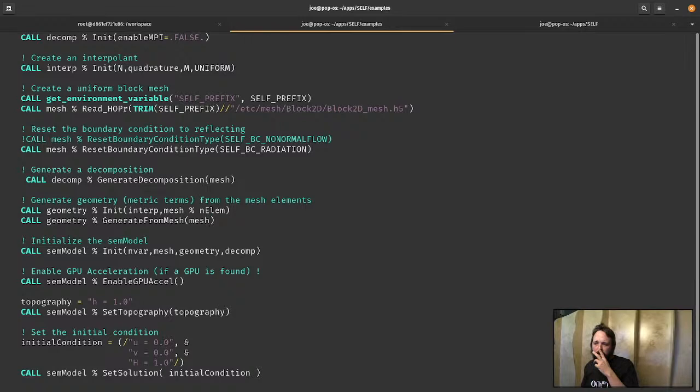So we can initialize from here the model that we're working with. So a model, really what it needs is a mesh. It needs geometry and it needs a domain decomposition. So that's what we do there.